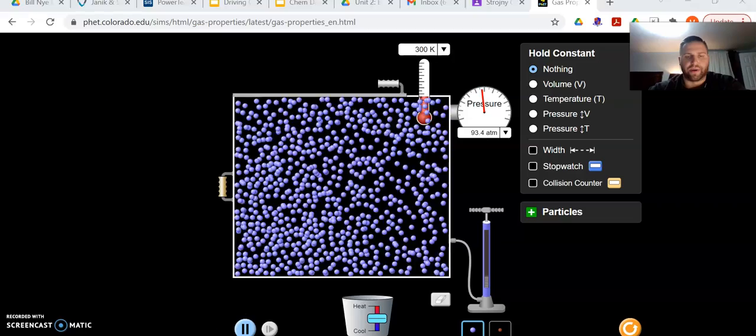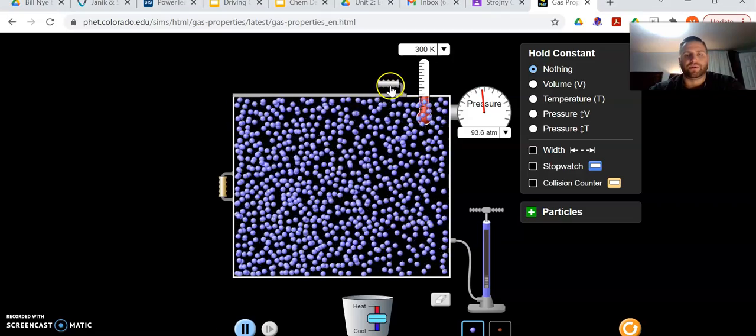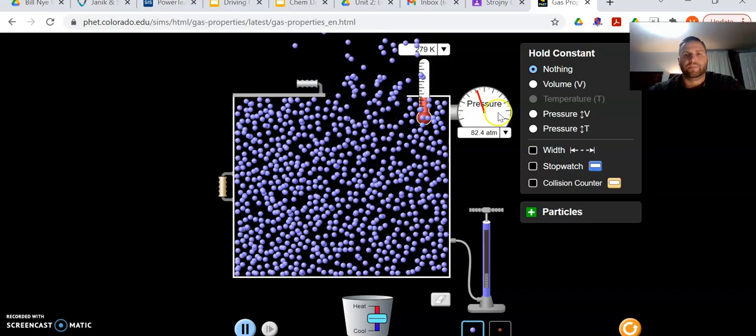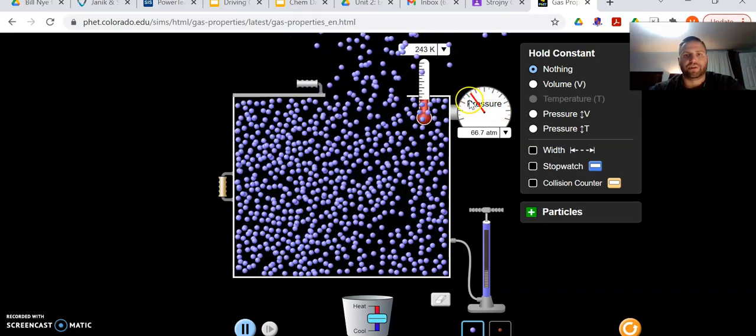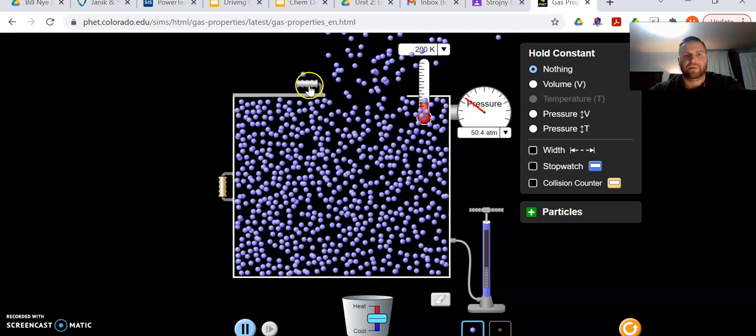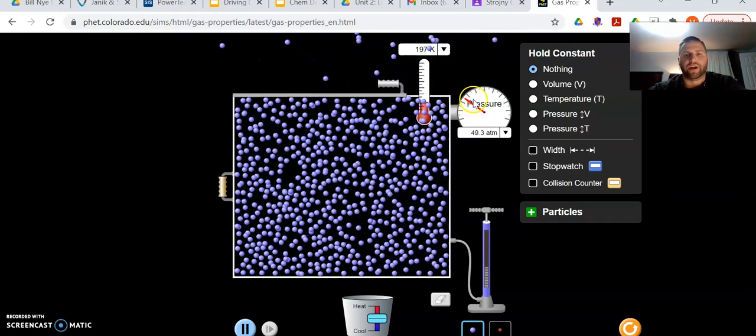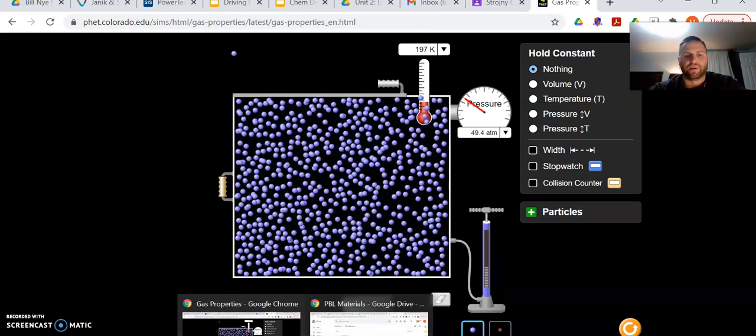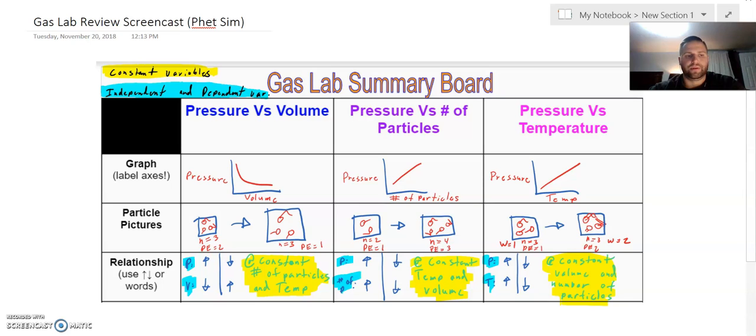Just for good measure, let's go back to the sim and see what happens to the pressure gauge as we eliminate particles. Notice that the pressure begins to come down, and this is pretty on par with what we just discussed in terms of our lab summary.